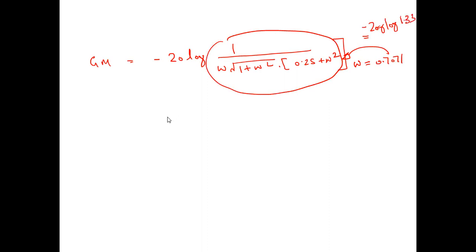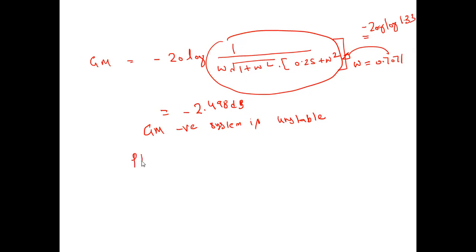So if you calculate this in your calculator, you get minus 0.2498 dB. Now you see the gain margin is negative. You can say the system is unstable. I have already told you it has to be positive for stability. Now let's check for the phase margin.